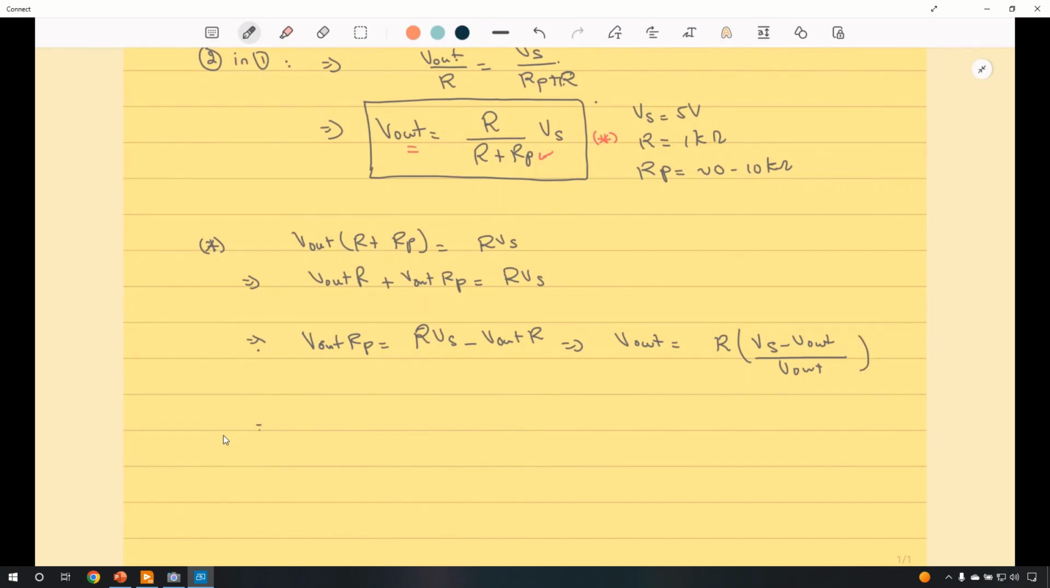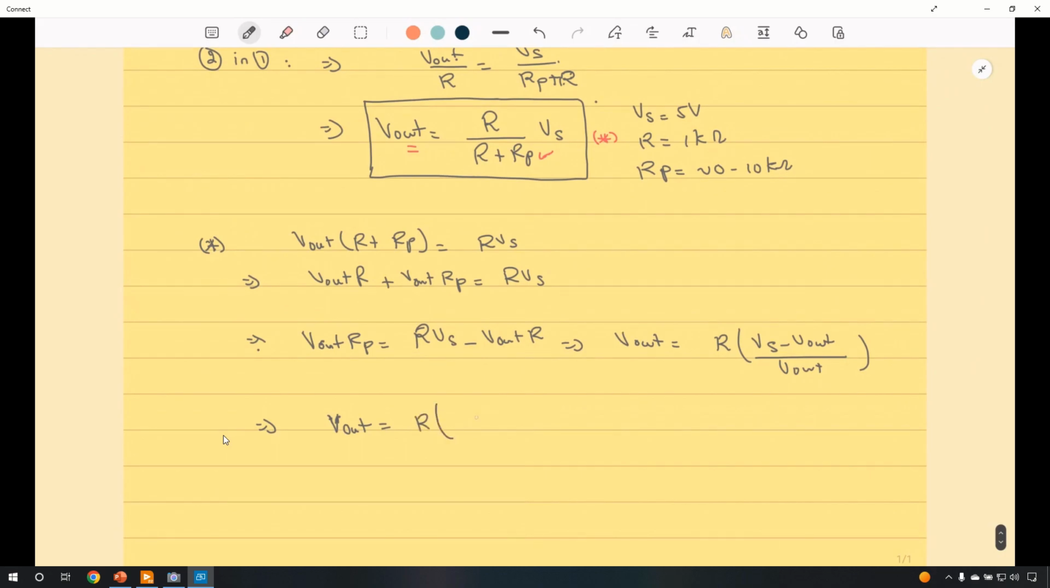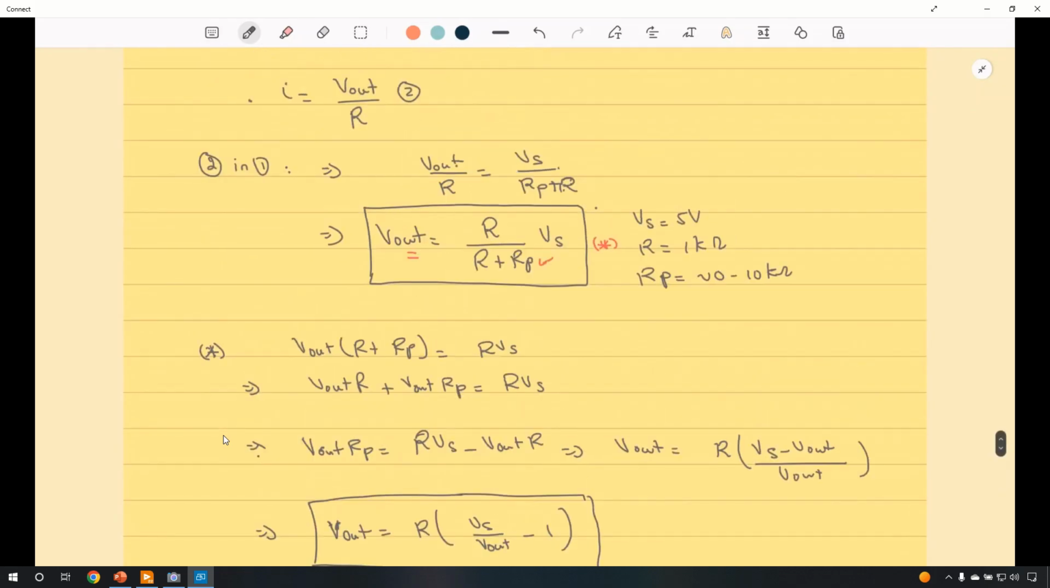Simplifying, we'll have V out is equal to R into Vs over V out minus 1. And now we can use this equation in LabVIEW, as we will see shortly, in order to deduce the value of Rp. Perfect. And this is it for the derivation.